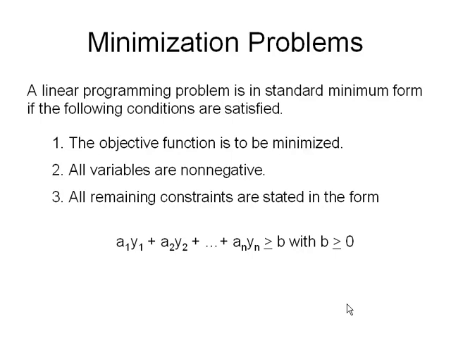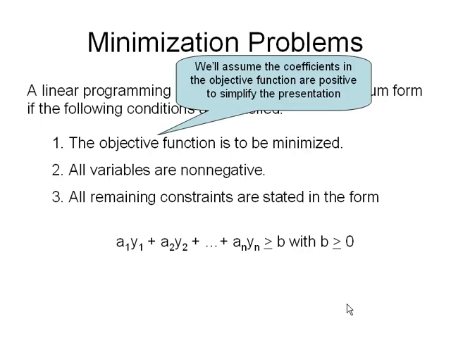A1 times Y1 plus A2 times Y2 all the way up to An times Yn is greater than or equal to b, with b being greater than or equal to 0. We'll assume the coefficients in the objective function are positive to simplify this presentation.